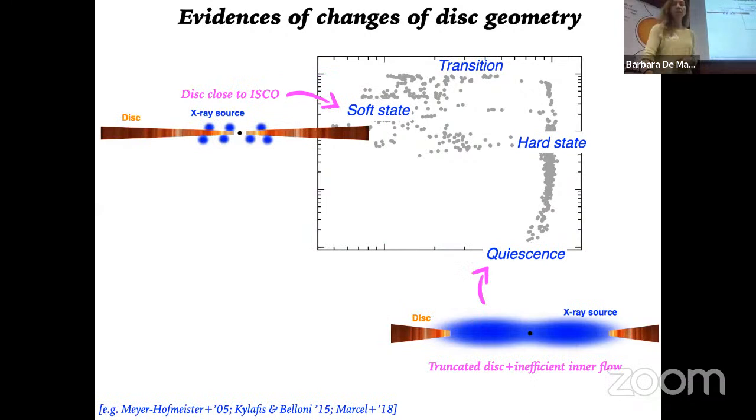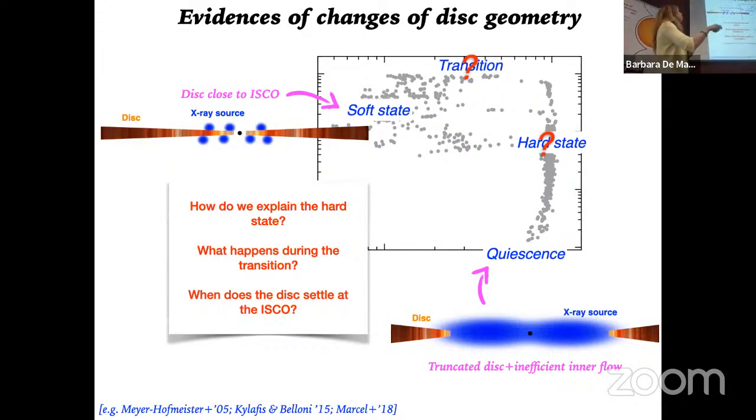Now the question is, what happens in between? So how does the source evolve from this state to this state? Many of the questions about black hole binaries, this outburst evolution, are related to what happens in between the quiescent and the soft state. So what happens in the hard state and at the transition. Basically, one of the main questions is, how do we explain the hard state, and when does the disk reach the innermost stable circular orbit?